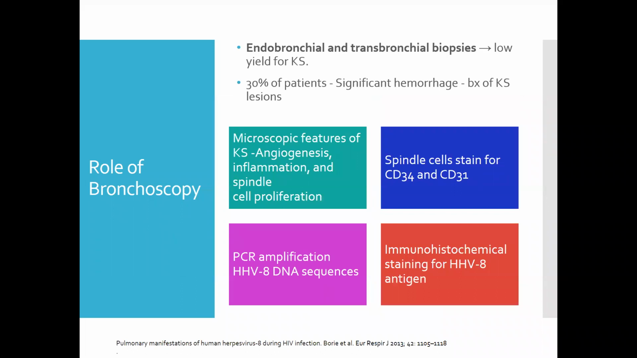Now, biopsies, that is endobronchial and transbronchial biopsies, probably don't have a very good yield, and a lot of these patients, because they're vascular, can bleed. Biopsies, if obtained, show the classic features we talked about, and that is spindle cells and surrounding inflammation, and those spindle cells, and for the boards this may be important, stain for CD34 and CD31. The gold standard diagnosis is you take the biopsy, and on those biopsies, we run PCR amplification for HHV sequences, and then immunohistochemical staining can also give us enough information. So these two are typically the gold standard of diagnosis.